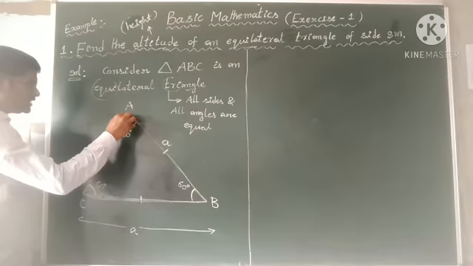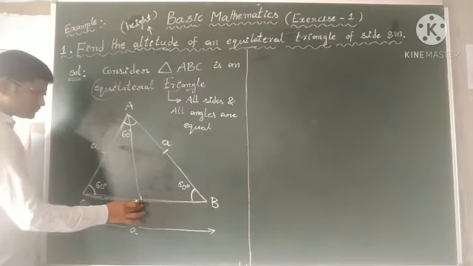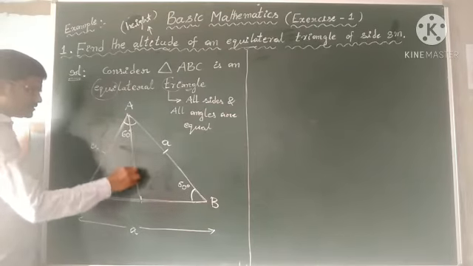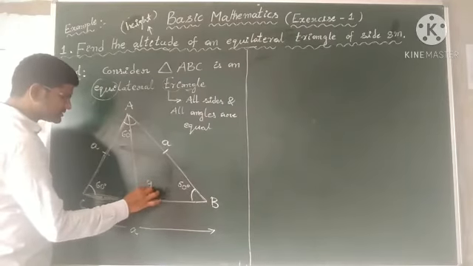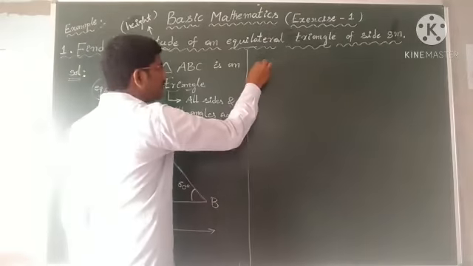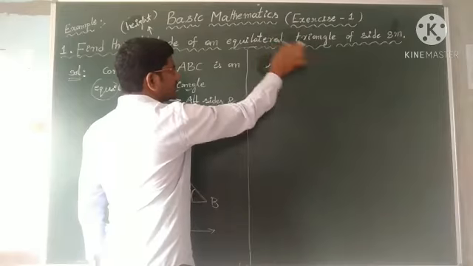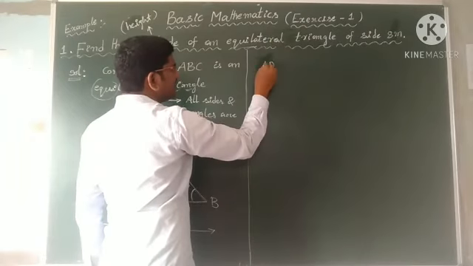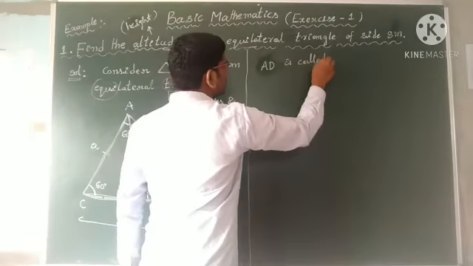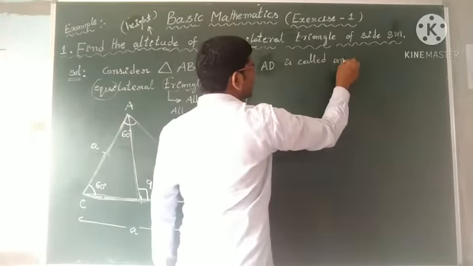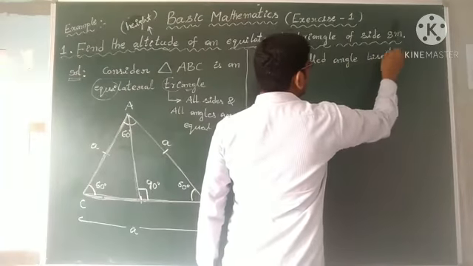Fine. Now for the height, we are dropping a perpendicular to BC. This will become 90 degrees. So here AD, see my dear students, this AD is called an angle bisector.